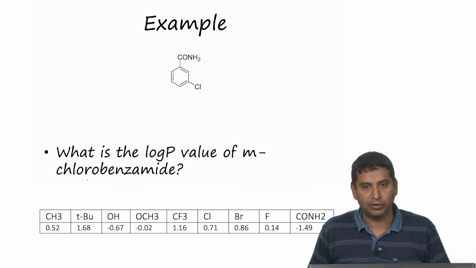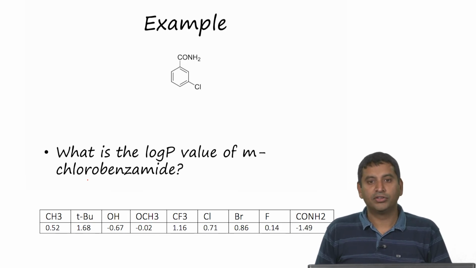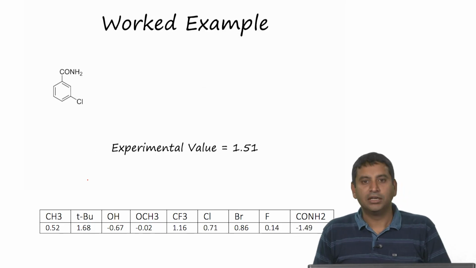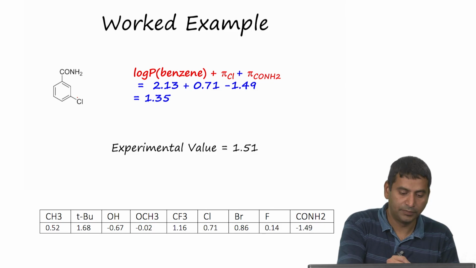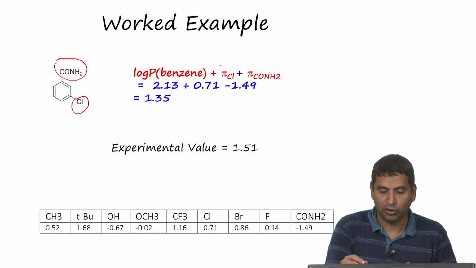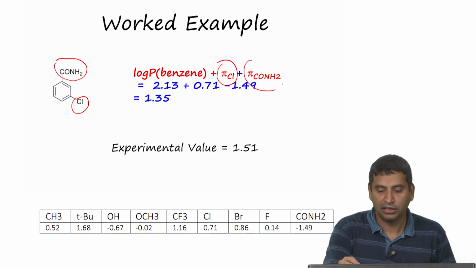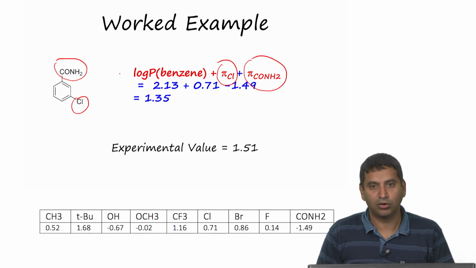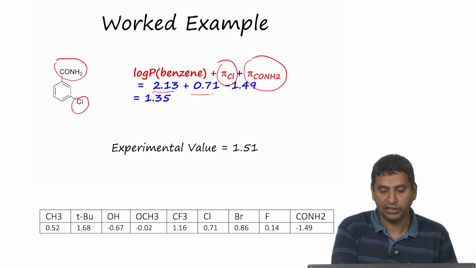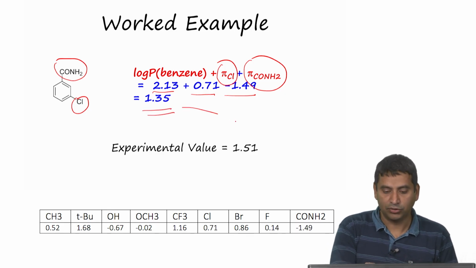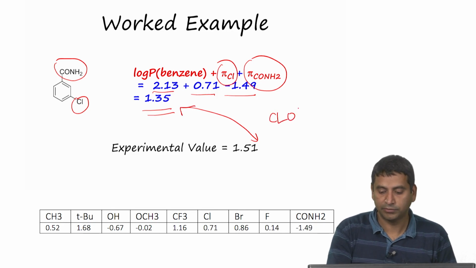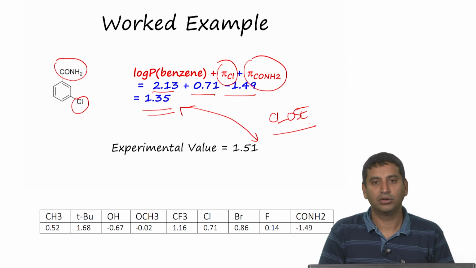Okay. So, let us look at an example now. Here is a table that I have given below. What is the log P value of metachlorobenzamide? The experimental value is 1.51. Now, let us look at what happens when we take the values from what we have determined. Benzamide here consists of benzene, a chloro group and an amide group. So, I start with the log P of benzene and add pi of Cl and pi of CONH2. This is 2.13 plus 0.71 minus 1.49, and the value comes to 1.35. If I compare these two values, they are close to one another, and therefore I have some predictive value by using pi.